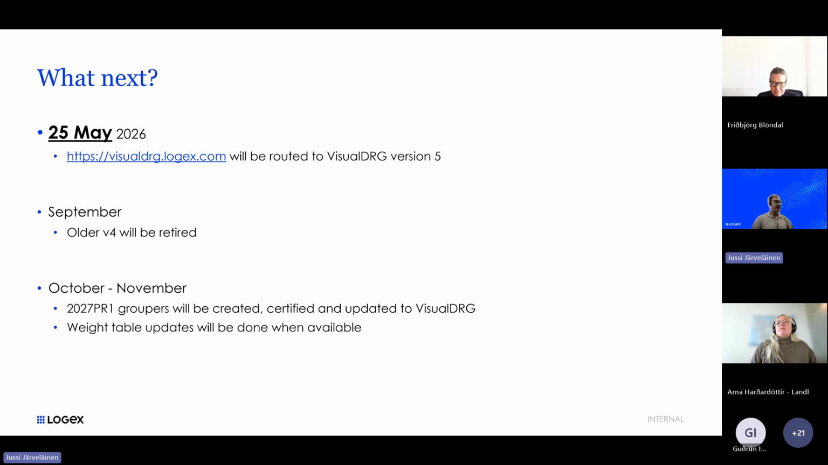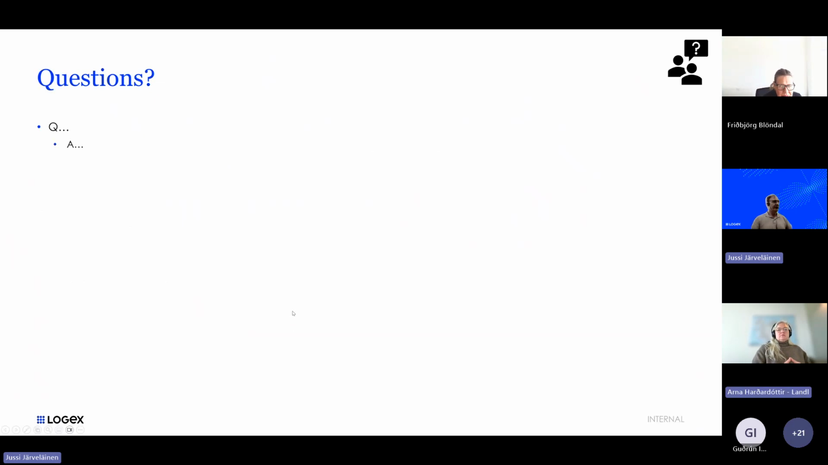Yeah, thank you for the clarification. And what will happen next? Then on May 25th the old address will also be routed, so that it will go to VisualDRG version 5. Then in September version 4 can no longer be used, and in October and November the new groupers will be created, certified, and updated to VisualDRG for year 27. And also when we get the weight tables from you, those updates will be done when available. So that was what I was presenting.